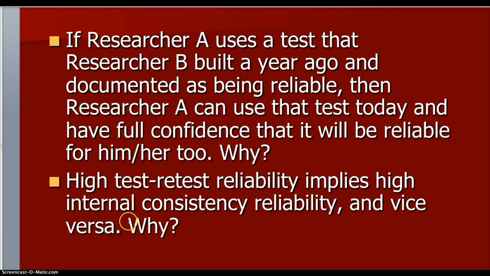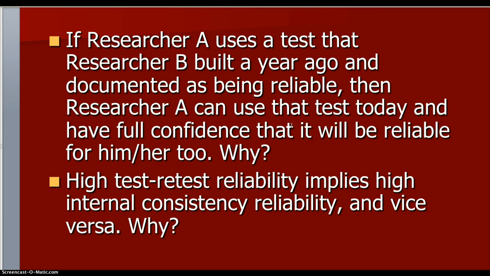A couple of misconceptions about this. If a researcher A uses a test that researcher B used a year ago and it was documented as being reliable a year ago, then researcher A could use that test today and have full confidence it will be reliable for him or her as well. That's a misconception. The reason why is because things change over time. People change, society changes, so because of those external factors that affect how people perceive issues or things like that.